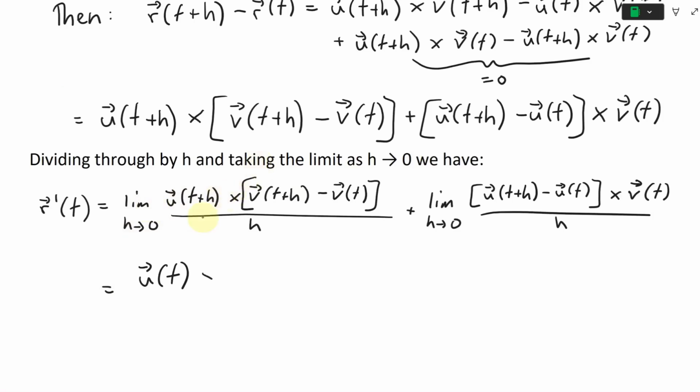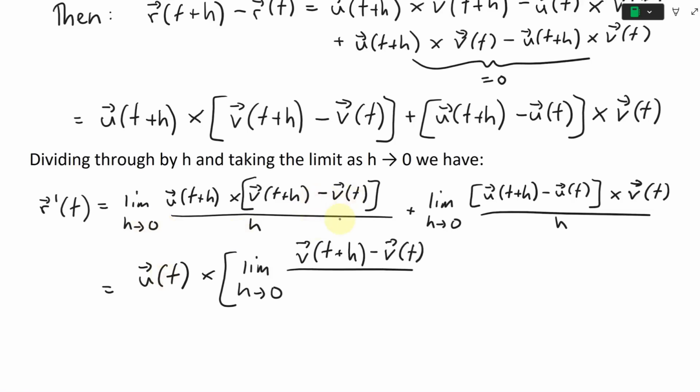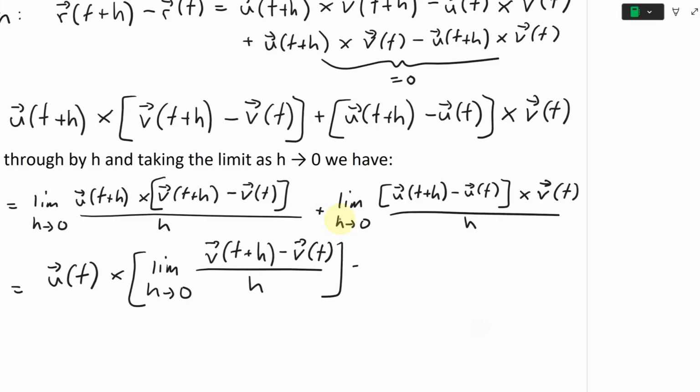And now this is going to be a cross with, we could put the limit inside there now, and that's going to be cross with the limit as h approaches 0 of v of t plus h. Because we could just divide the h only on this one that matters there. Because that looks like the actual definition of derivative for a vector function, which it is. And then this is going to be plus.